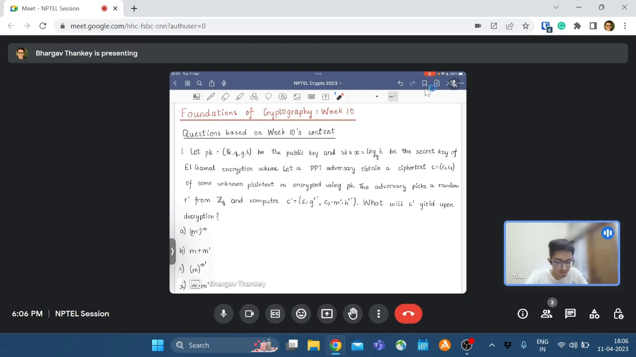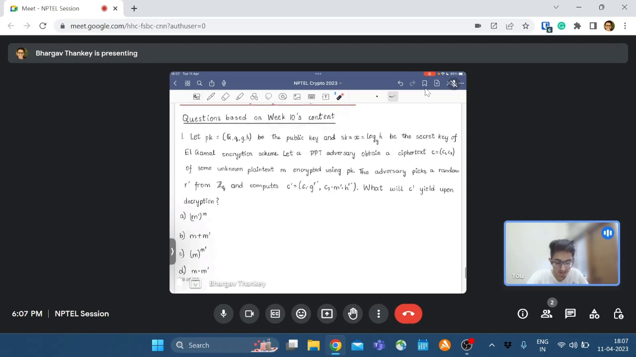Now the problem is as follows: let a PPT, that is a probabilistic polynomial time adversary, obtain a ciphertext C = (C1, C2) of some unknown plaintext M encrypted using the above public key Pk. The adversary picks a random r' from Zq and computes the ciphertext C', which is equal to (C1 times g to the r', C2 times M' times h to the r'). The question is, what will C' yield upon decryption?